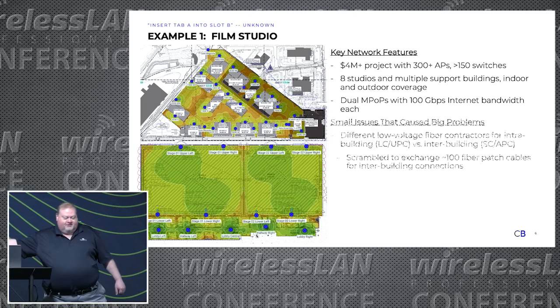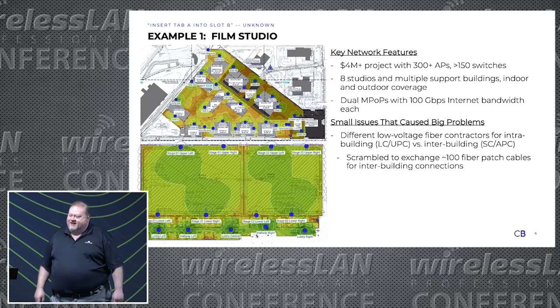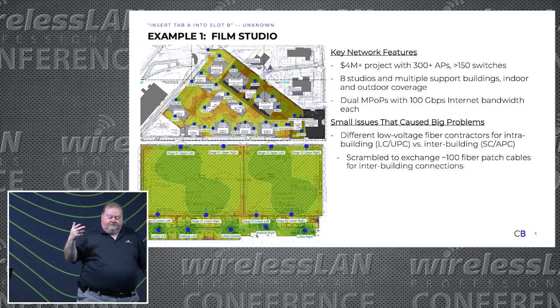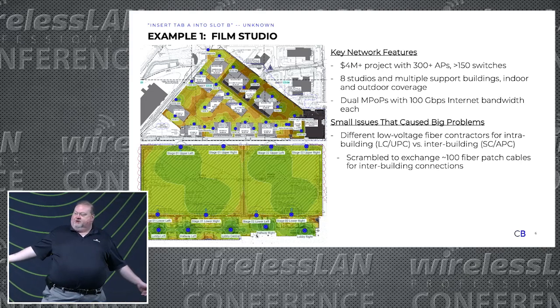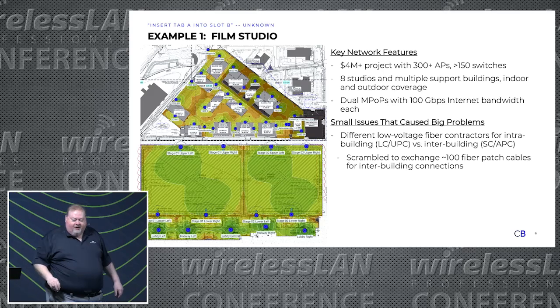But you know where we got screwed up? Fiber terminations. We had one vendor doing the building-to-building connections, and then we had another vendor doing the intra-building connections, from the MDF to the IDF in each building. Well, one of them used LC-UPC, which is what we spec'd out. The other one used SC-APC. So I got everything connected within a building, but then I couldn't tie them together because I had 300 patch cords that just didn't work.